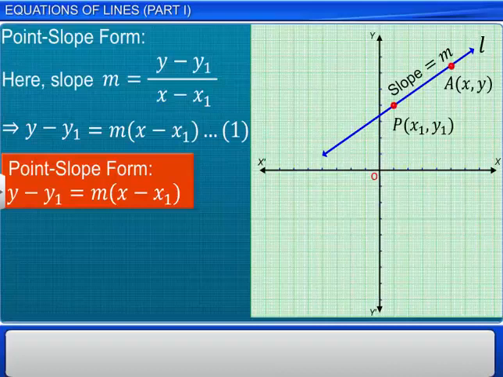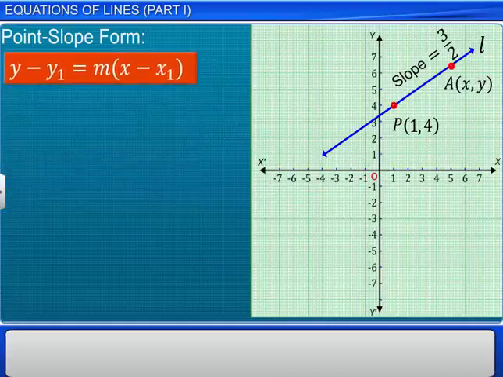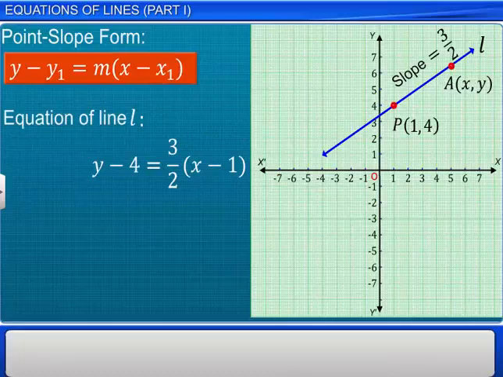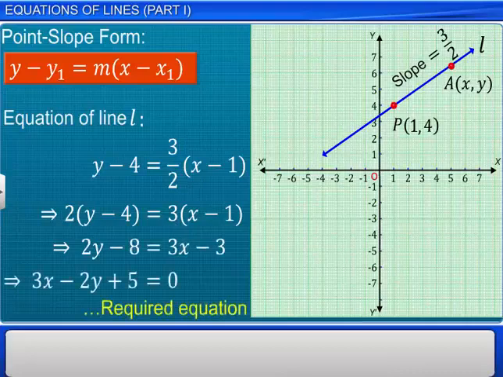For example, consider a line L passing through a given point P(1, 4) and having a slope 3/2. Let us put the values of m and the coordinates of point P in the point-slope form of equation of a line. On simplifying, we get the required equation of the line as 3x - 2y + 5 = 0.